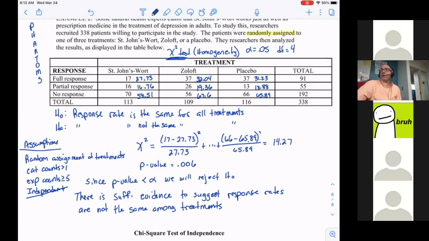Something in the chat. On the test, yes, you would have to write all the expected values. That is part of my rubric. You would miss points if you did not write all the expected values on the test. Other questions?